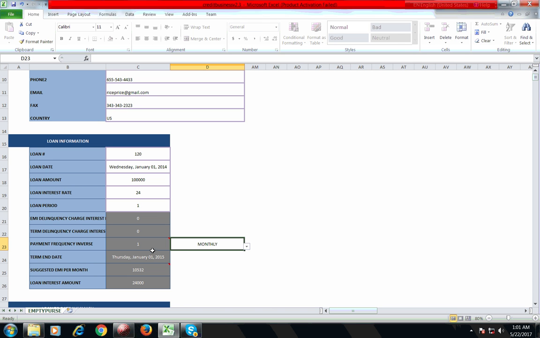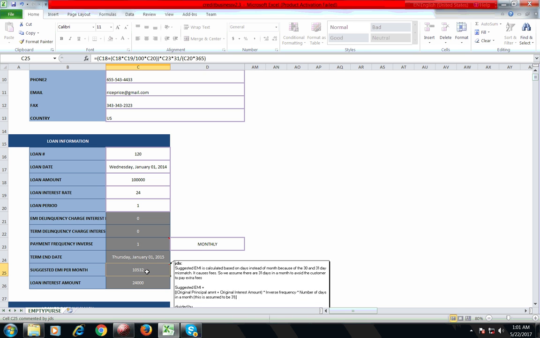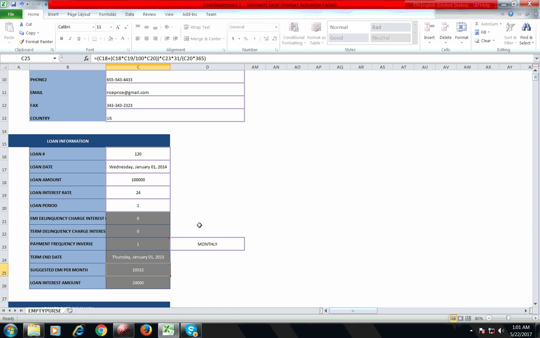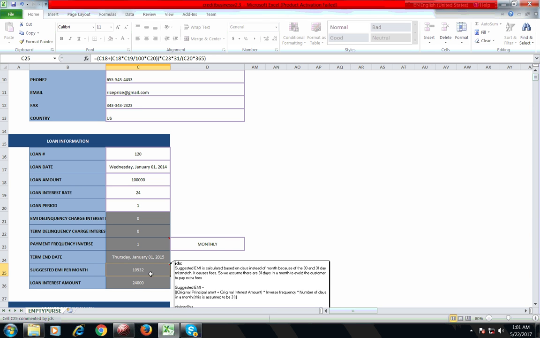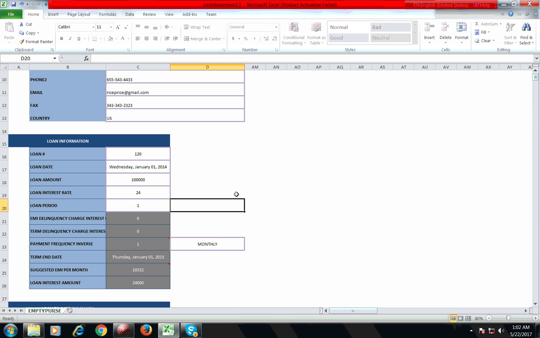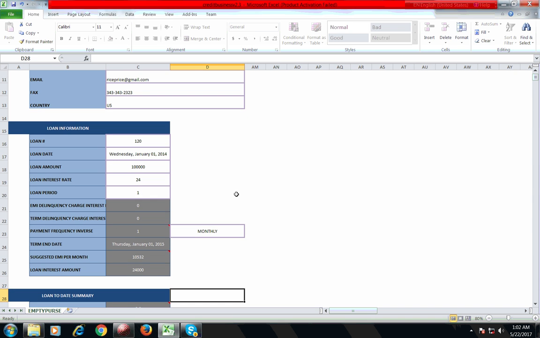So we are assuming the debtor, Mr. Rice Price, is going to pay every month, and it gives you a suggestion as to what should be the EMI, 10532, but Mr. Rice Price can make any amount greater than 0. So this is the loan interest amount.